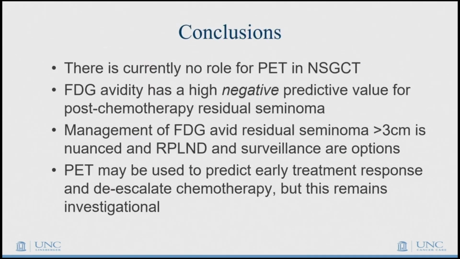So in conclusion, there's currently no role for PET in non-seminoma germ cell tumor. FDG avidity has a high negative predictive value for post-chemotherapy residual seminoma. Management of FDG avid residual seminoma greater than 3 centimeters is nuanced, and RPLND and surveillance are both options. And then PET may be used to predict early treatment response and de-escalate chemo, but this remains investigational at this time.